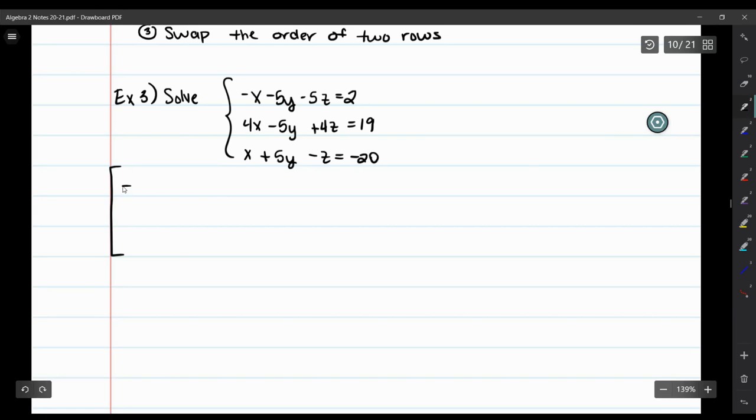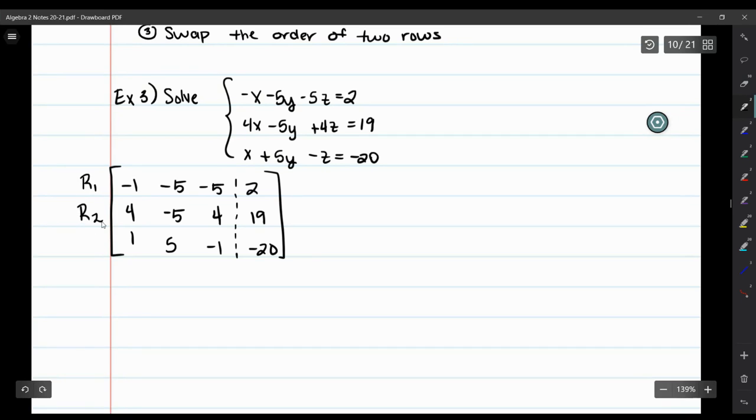Our first equation is negative 1, negative 5, negative 5, 2. And this is where that little dashed line is. You've got 4, negative 5, 4, 19, and 1, 5, negative 1, negative 20. So there's our beginning matrix. Okay, let's do some labeling. I'm going to call the top equation row 1, R1, the second one R2, and the third one R3. This is going to be useful to help us keep track of what we are doing.